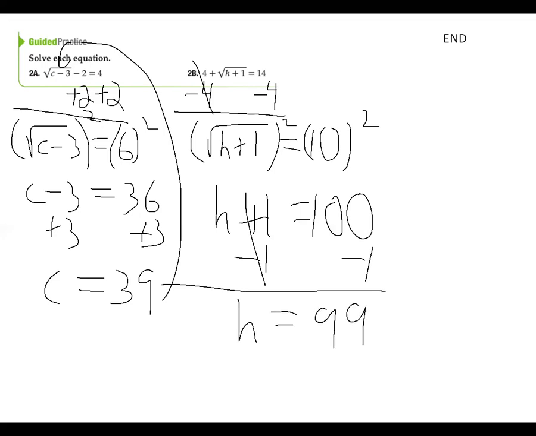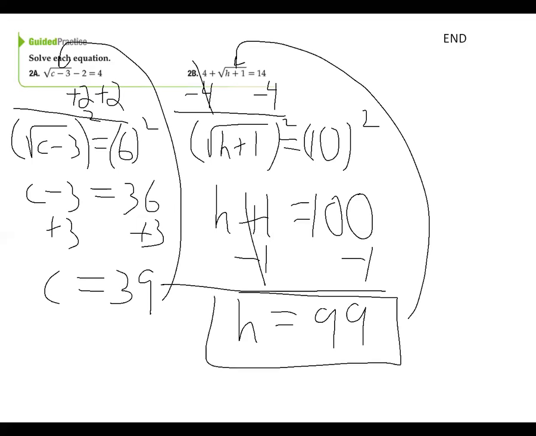Now, if I substitute that into the original equation to see if it works, I would get 4 plus the square root of 99 plus 1, which ends up being square root of 100, which is 10, plus the 4 gives me 14. So I know that is correct.